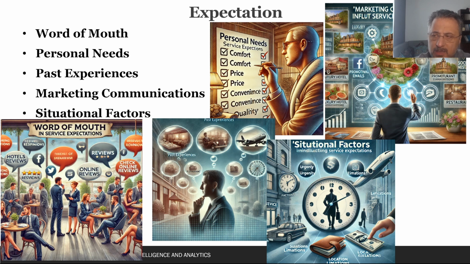Like a single 5-star review or a negative rant can set our expectations before we walk through the door. Next, we have personal needs. Each of us has unique preferences, priorities, and circumstances that shape our expectations. A business traveler checking into a hotel expects efficiency and high-speed Wi-Fi, for example, right? While a family on vacation might focus on spacious rooms and kid-friendly amenities. So our personal needs and context directly influence what we expect.